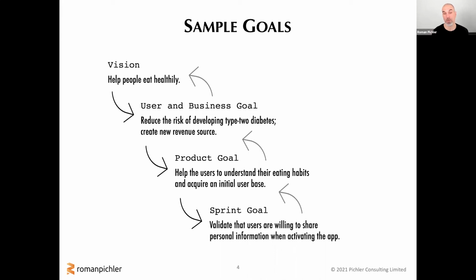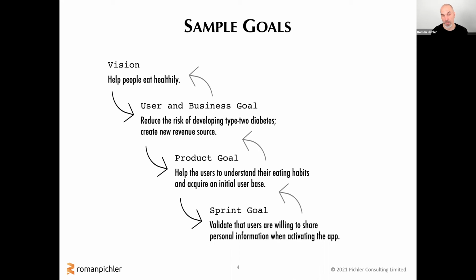Once I've got a product goal and we say, okay, this is the product goal we're going for, this is the product goal we're working towards, I ask myself now, what would be a first good step in order to achieve this product goal? And that helps me then identify the sprint goal or the next sprint goal.